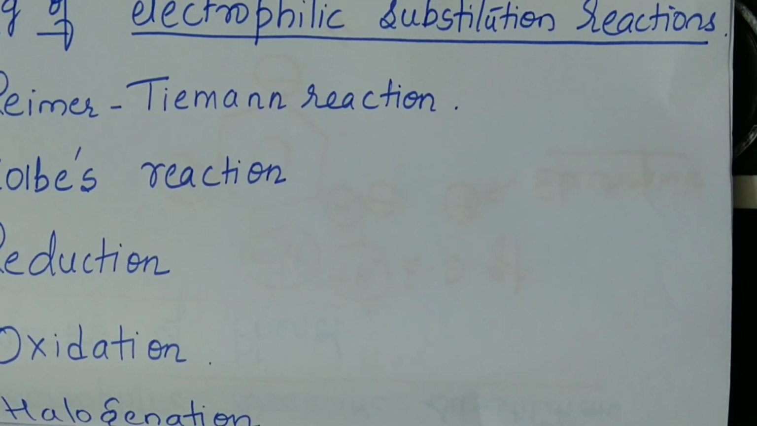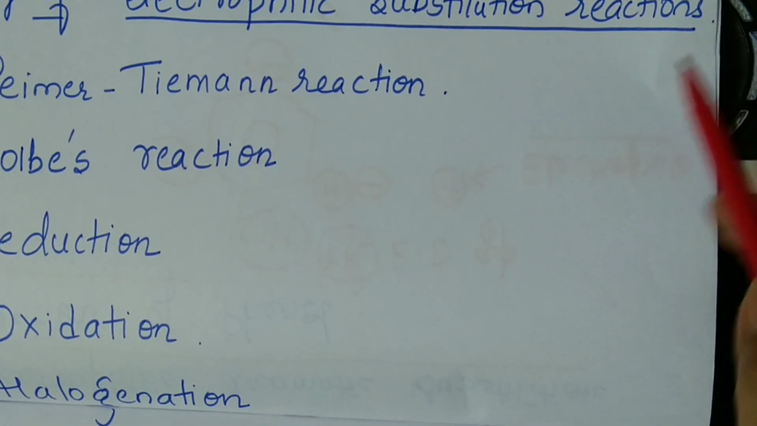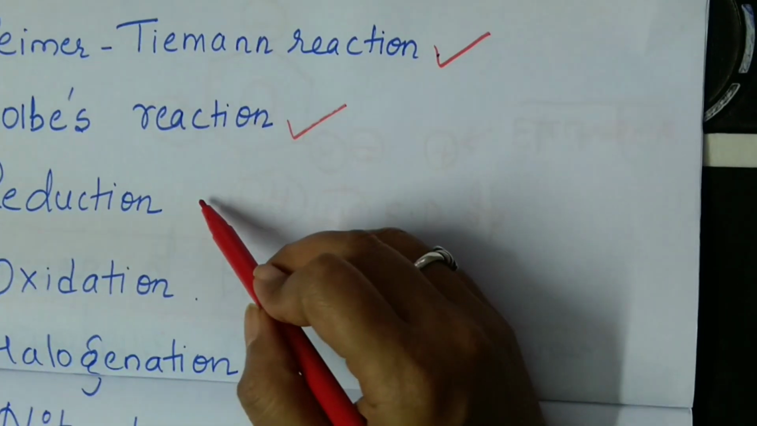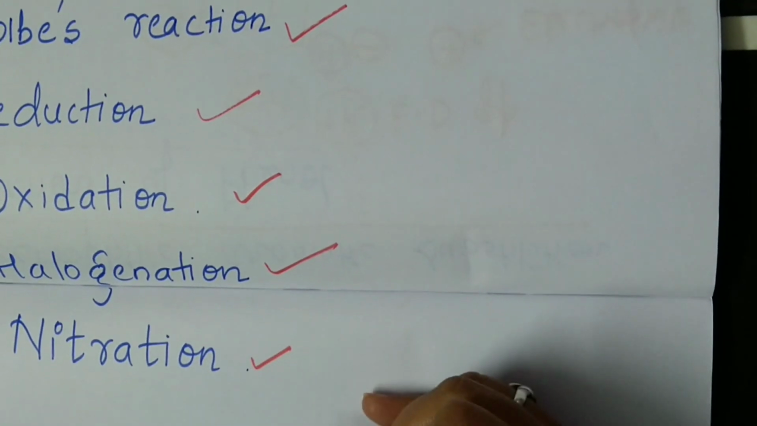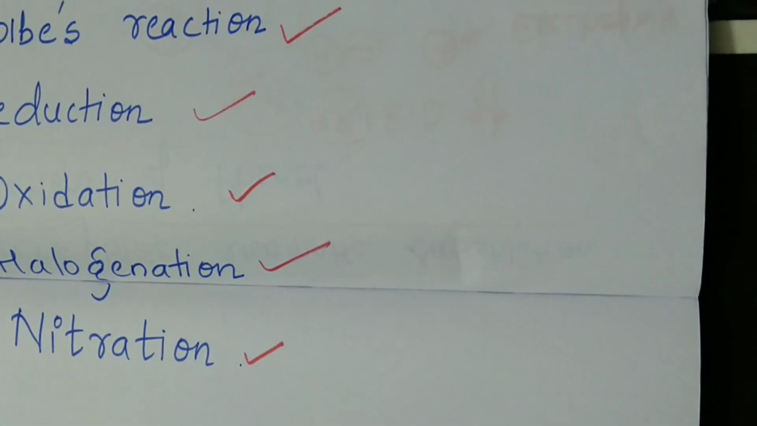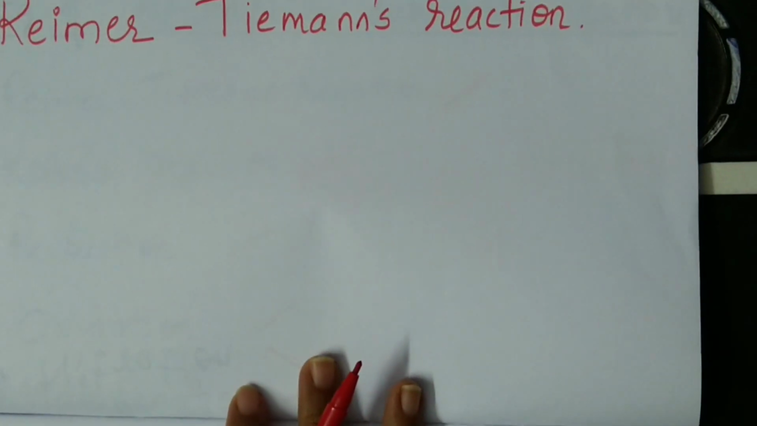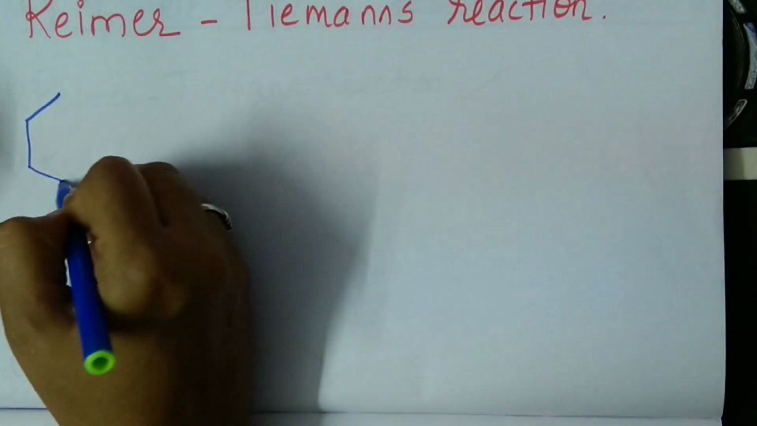Some of the examples of electrophilic substitution reactions of phenol, very important ones, are Riemer-Tiemann reaction, Kolbe's reaction, oxidation, reduction, halogenation and nitration. Now let us look into Riemer-Tiemann reaction. So what happens in Riemer-Tiemann reaction? It leads to formation of salicylic aldehyde or salicylaldehyde.